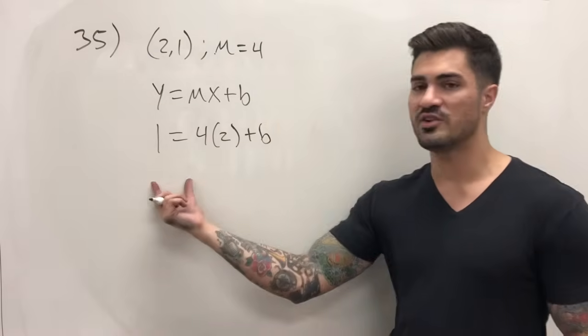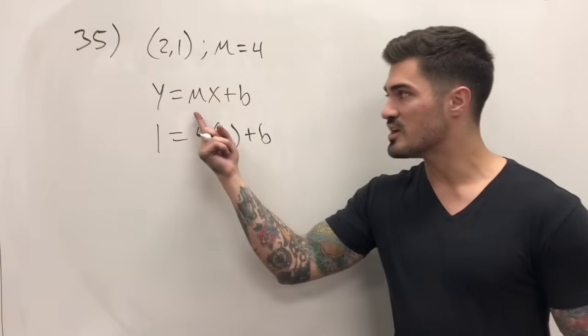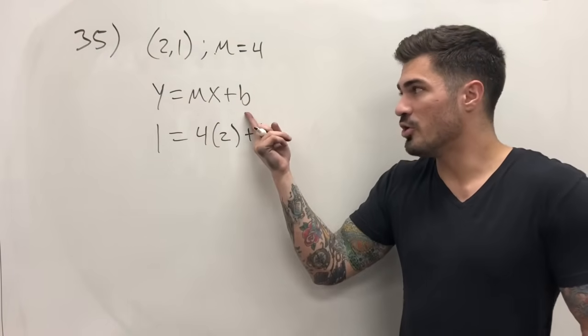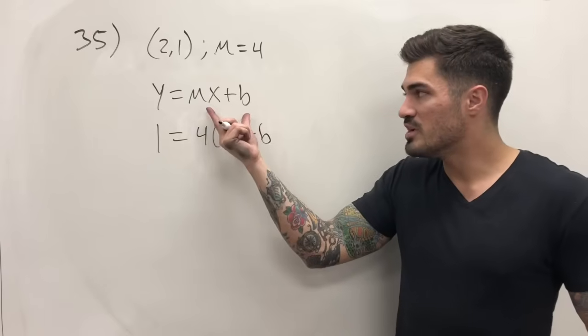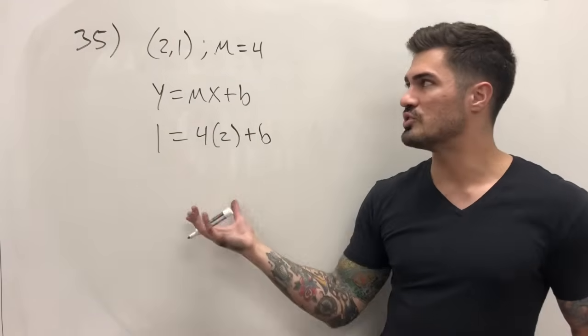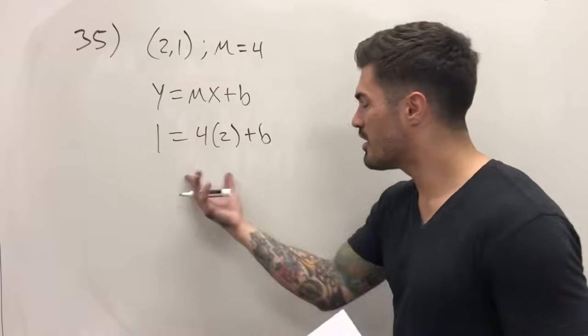I'm solving for this intercept. And once I solve for b, since I know m, I can go back and replace m and b with what they are, and I'll have the equation of this line. So I'm going to work this out.